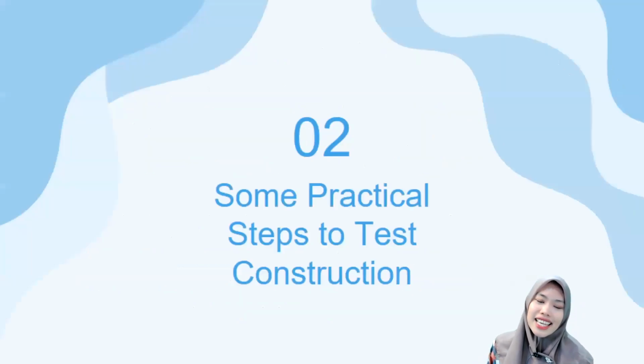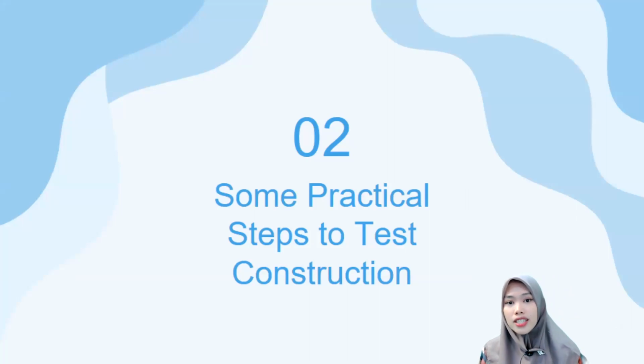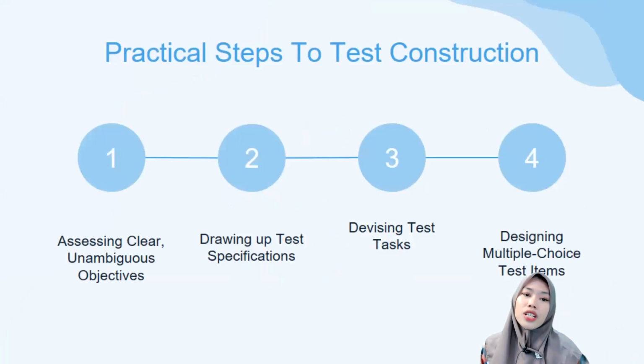All right. And then the second subchapter is some practical steps to task construction. The first subchapter is test types. I explained a lot of test types, and the second subchapter is some practical steps to task construction. The first step is assessing clear and unambiguous objectives. The second is drawing up task specifications. The third is devising test tasks. And the last is designing multiple choice test items.